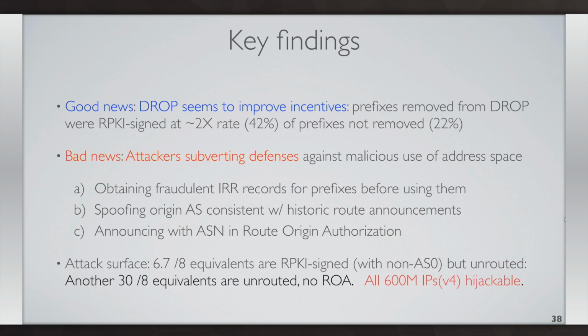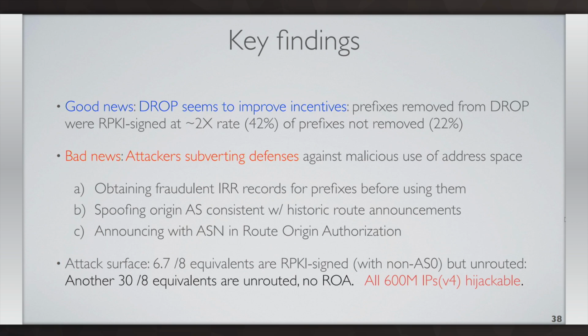And also, being on the drop list made attackers, hijackers withdraw their announcements. The bad news is that attackers are subverting defenses. So I know I didn't talk about IRR, but we found that in almost all cases, hijackers would insert fraudulent entries into IRRs for prefixes before using them. In fact, having an entry added to IRR was almost a predictor of hijacks coming. And I'm sure as operators, you have already noticed that, which is why we didn't even talk about IRR as a routing defense, because it has a lot of flaws.